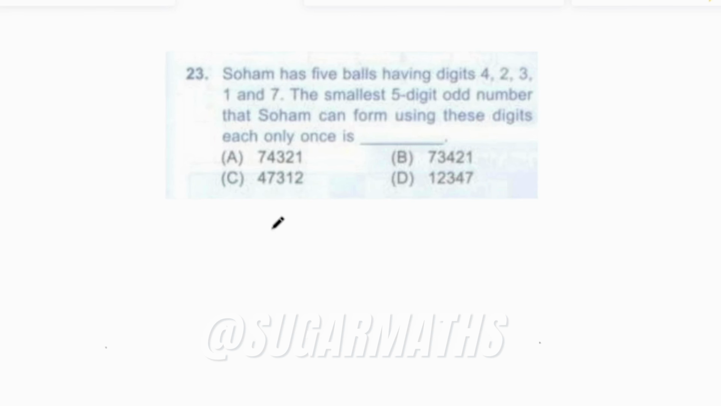So let's write down, since we have to find the smallest number, let's write down these numbers in ascending order. So the first smallest number is 1, followed by 2, then you have 3, then you have 4, and then you have 7. The moment you write these numbers in ascending order, you get the smallest number possible, which is option D.